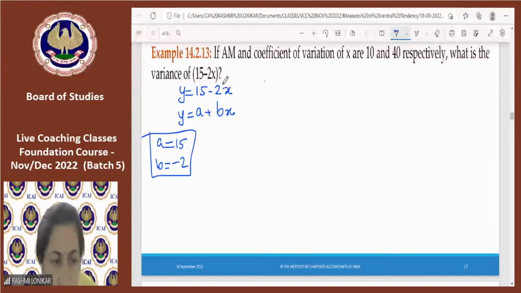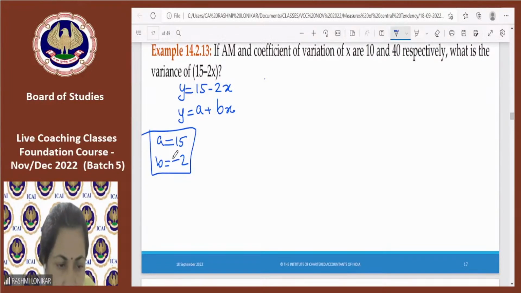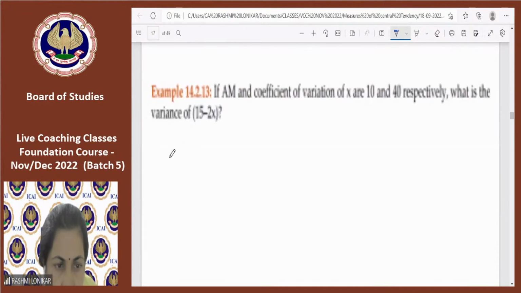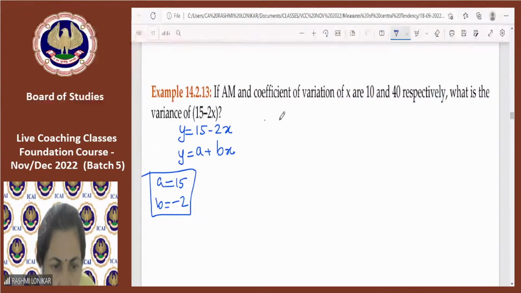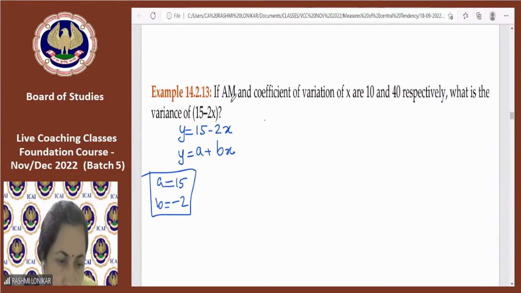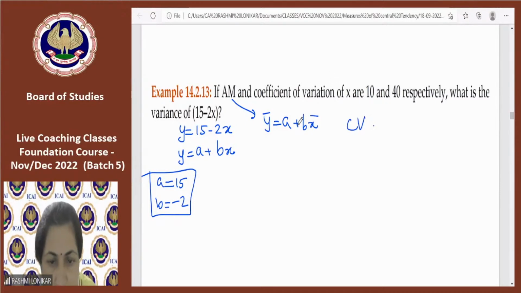Okay. So since we have done this sum, let us take the next sum. So you have to use these properties, use the property of arithmetic mean. So find y bar will be equal to a plus b x bar. Use that, find y bar, and then you will be using the property of coefficient of variation.